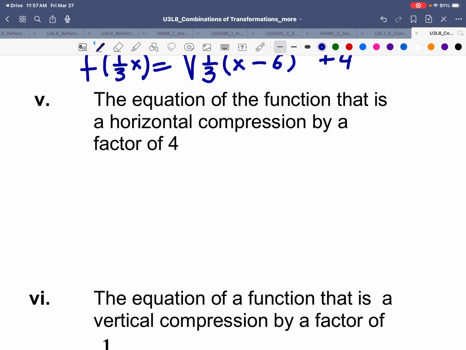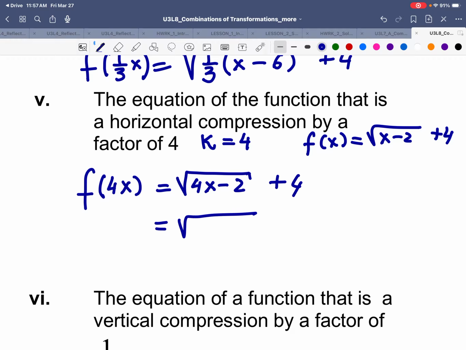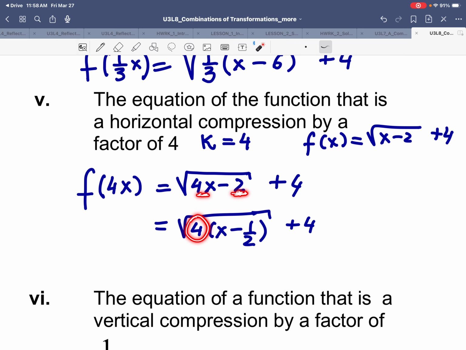That means that the value of k is equal to 4. Remember that our f of x is the square root of x minus 2 plus 4. If we want to find f of 4x, which is a horizontal compression by a factor of 4, it means that we have 4x minus 2 and then plus 4. Again, factor out k, 4 times x minus 1 over 2 plus 4. Remember that when we take out the coefficient, we have to divide every coefficient in the existing term by whatever factor you take out. So 2 divided by 4 gives you 1/2.